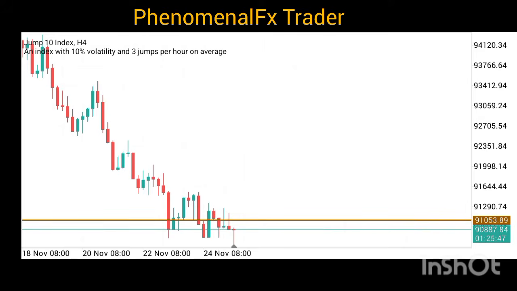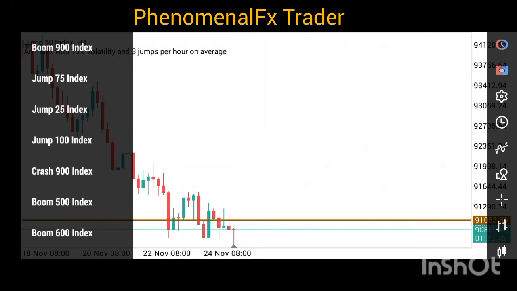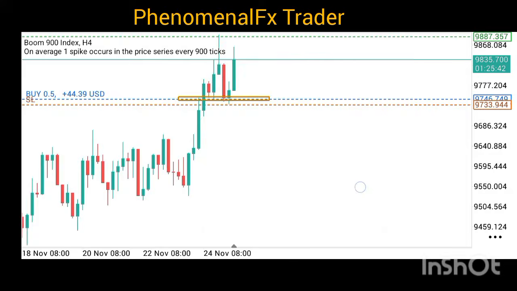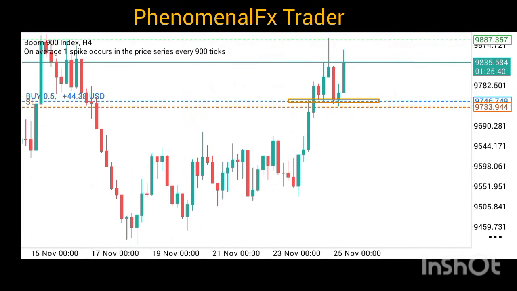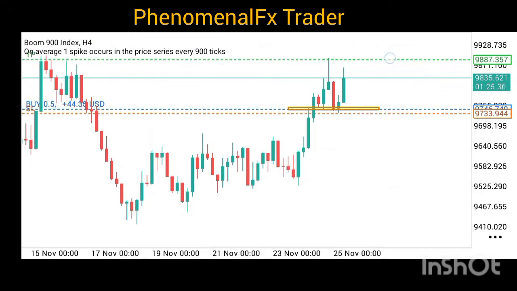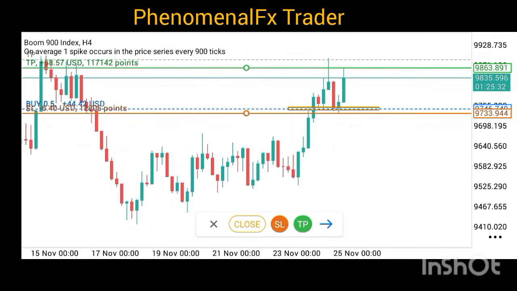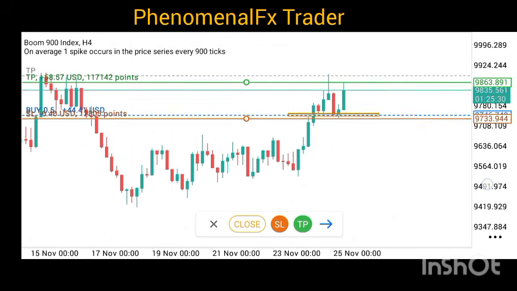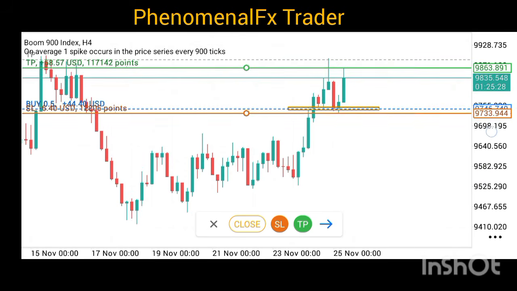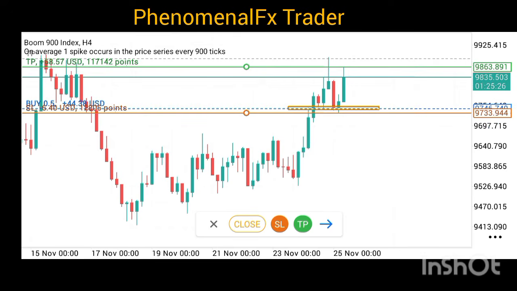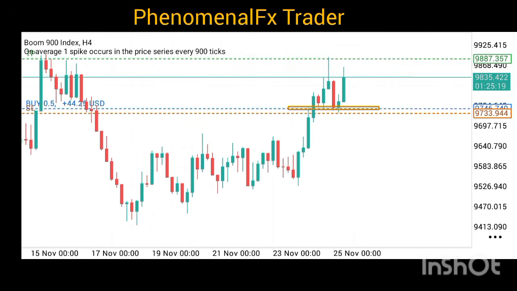All right. Meanwhile, I have some trades currently running, like on Boom 900 Index. You can see we have the market. Okay, my profit has reduced to about $44 now. It went up to about $58 if you can look closely. That's what the profit was, but it has reduced now. I'm expecting it to get to where my TP is.